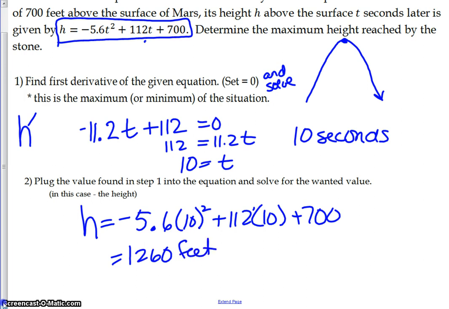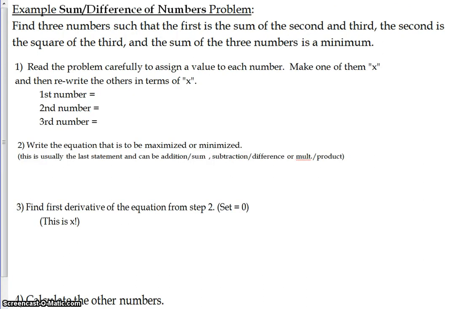Okay? Last problem. So here we have 3 numbers, and let's go through this. The third number is one that really isn't talked about, so I'm going to make my third number x. Then the second number is the square of the third number. Then the first is the sum of the second and the third. I know these can be tough just to know how to work out.